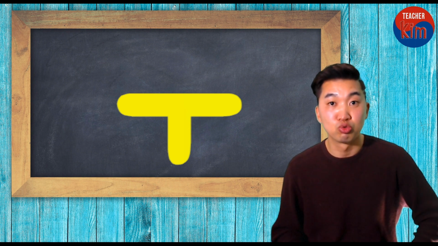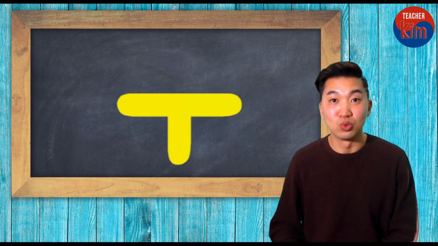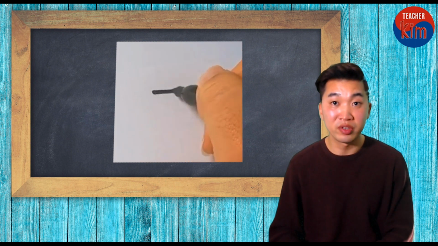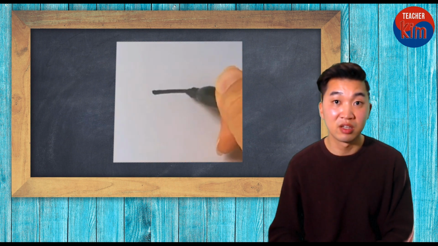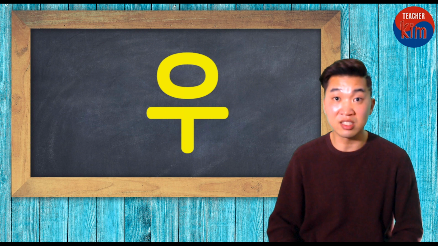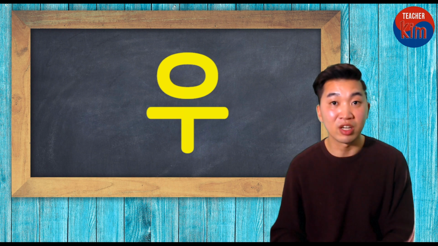U, U, U, U, U. Okay? When you write vowel U, draw a horizontal line first, and then from the middle of the horizontal line, draw a short vertical line. That is vowel U. And if I put a little circle above vowel U, that is syllable or character U.